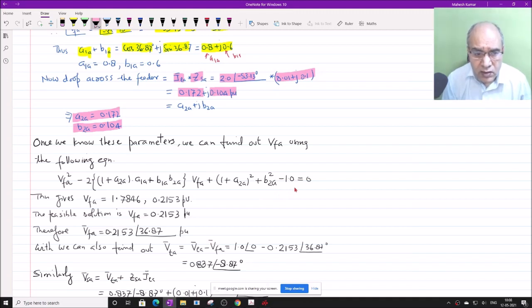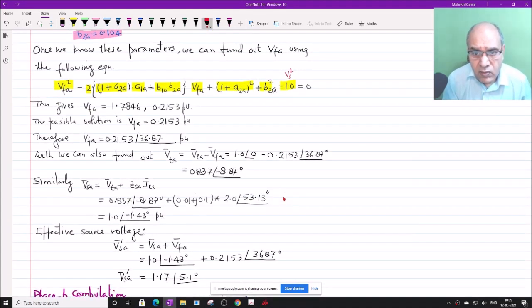Type 1 control, because we know information about B2 and A2, so we can use type 2 control. In this, the quadratic in BF is BFA square minus 2 into (1 plus A2A into A1A plus B1A into B2A) into BFA plus (1 plus A2A square plus B2A square minus BS square), which is 1.0 per unit. Actually, this is BS square.